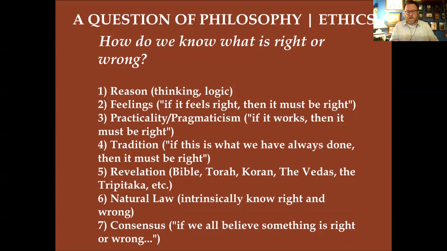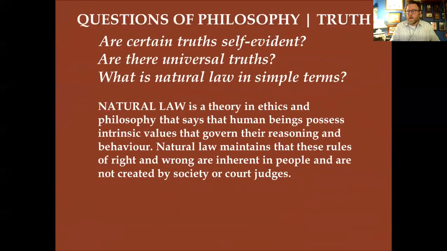How do we know what's right? And as a result, what they rely on, this is from Ben Franklin suggests this edit, that what they rely on is actually natural law, that there are certain things that we all know that are just absolutely true. And the other question is, what is truth? Are certain truths self-evident? Are there universal truths? What is natural law? And of course, natural law is the concept.